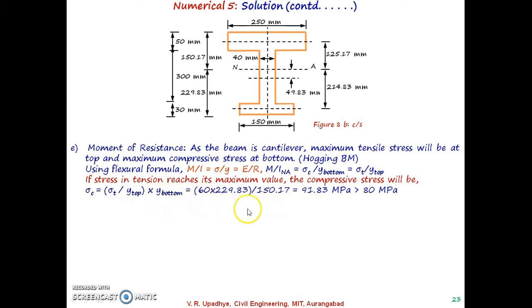So now all these terms are known. Sigma T is the given permissible tensile stress, 60 megapascal, and Y top was calculated earlier, that is 150.17, multiplied with Y bottom, that is 229.83. So that is written over here, and if we go for that calculation, that gives us the compressive stress getting developed when sigma T reaches its value, that is 91.83 megapascal, and it is given that permissible compressive stress is 80 MPa. So this case is not safe, it is an unsafe case.